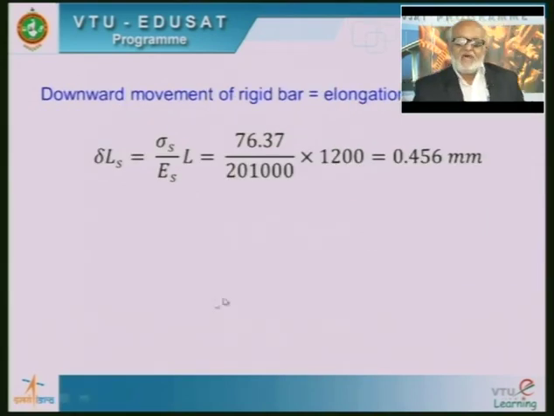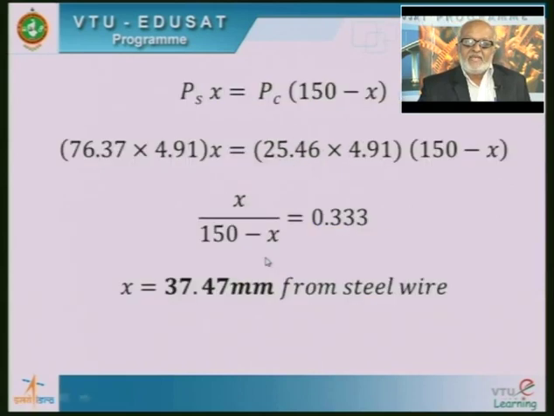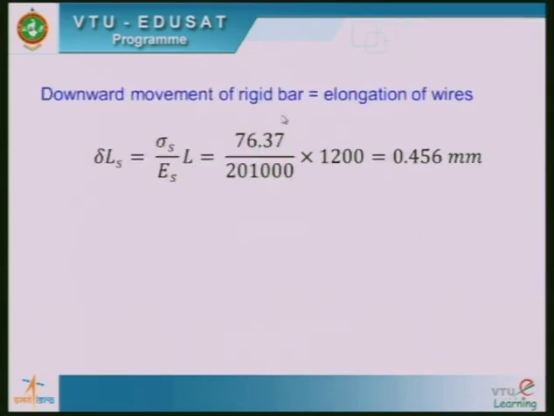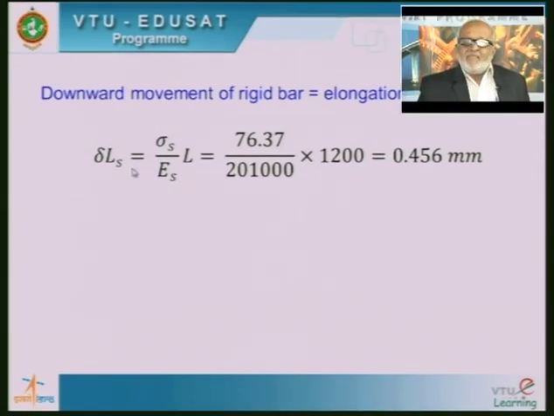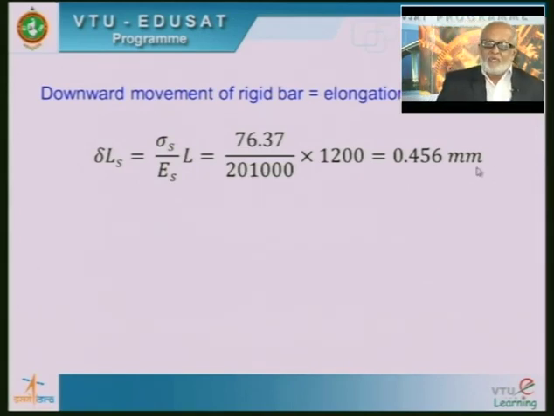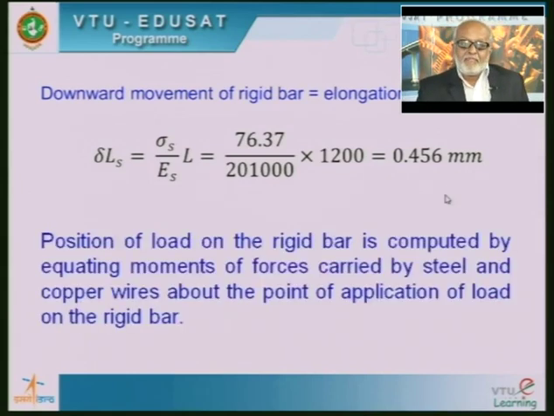Then what is the downward movement of the rigid bar? See, downward movement of the rigid bar will be equal to the elongation of the wires. So, you can use anything. I will use steel. Delta L_s is equal to sigma s by E_s times L. So, the stress in steel we got as 76.37. Modulus of elasticity of steel is given. Length is 1.2 meter, that is 1200 mm. I will get this value as 0.456 mm. Means the rigid bar will move down by about 0.456 mm.